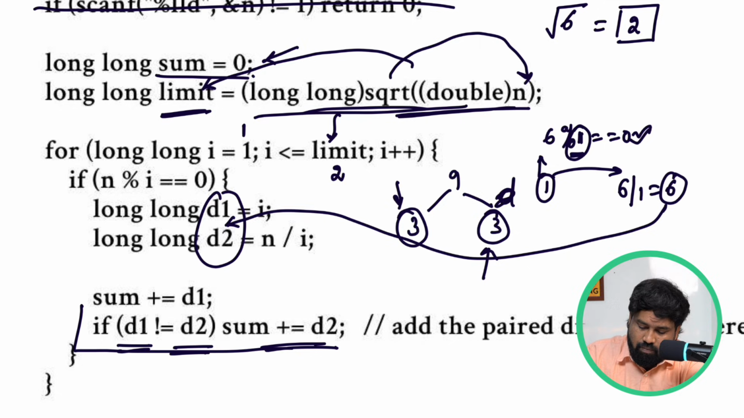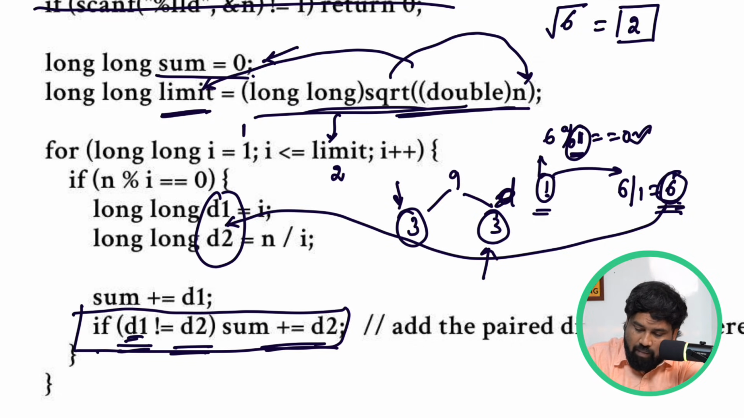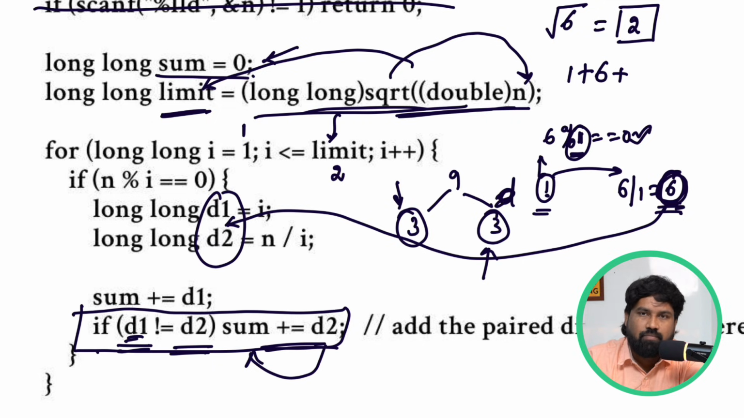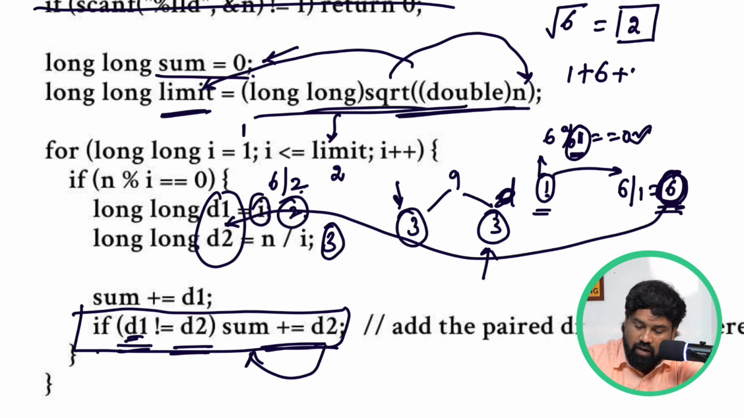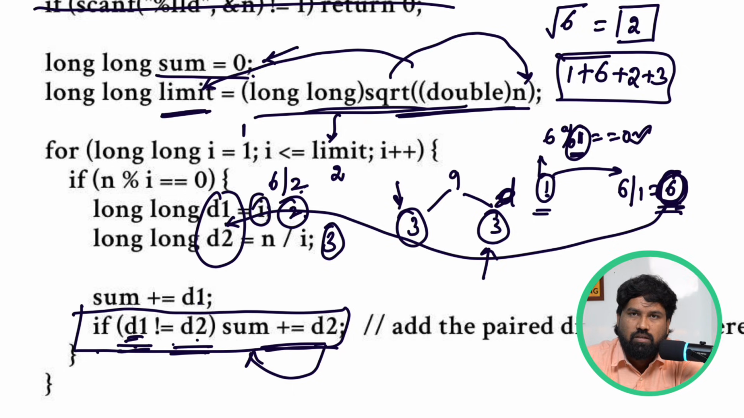I have written this if statement. If d1 is not equal to d2, so 1 and 6 are different. That's why I am adding d2 also to the sum. So 1 is added, 6 is also added. Now the loop will repeat. Now 6 divided by 2. So 2 will be stored in d1 and 6 by 2 is nothing but 3. 3 is stored in d2. d1 I am adding directly. So 2. d1 not equal to d2? True. True means 3 will be added. If it is false, we don't have to add d2. Why? Because d1 is already added.